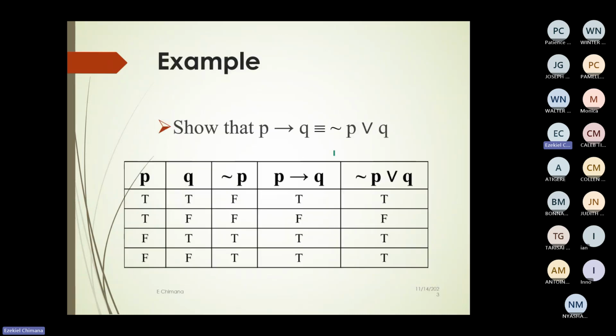Okay, let's just look at this one. When you say they are logically equivalent, we have P implies Q, and just wait a little bit.